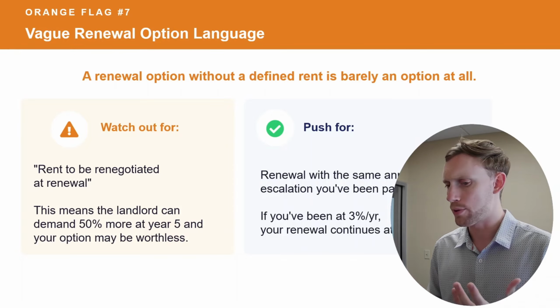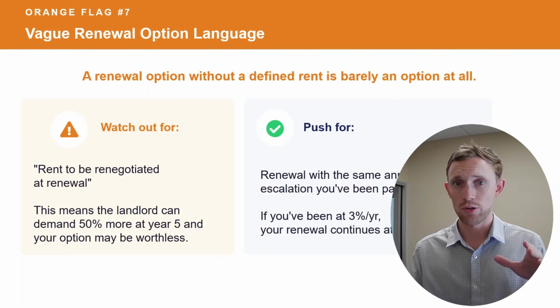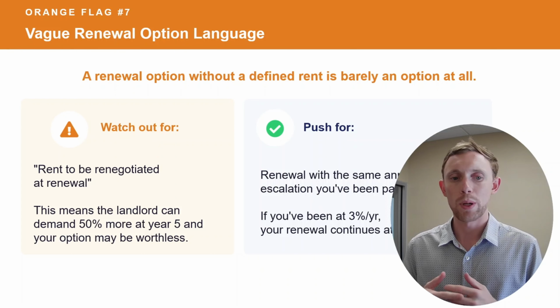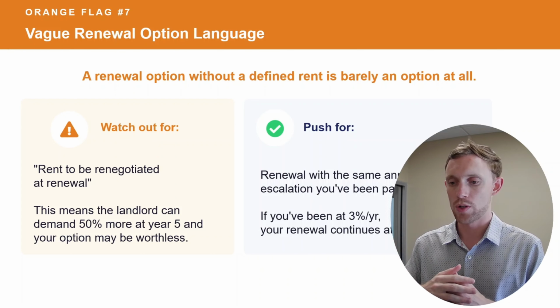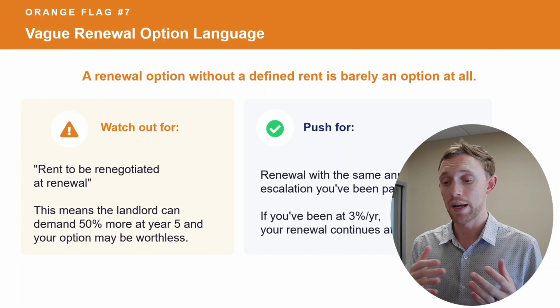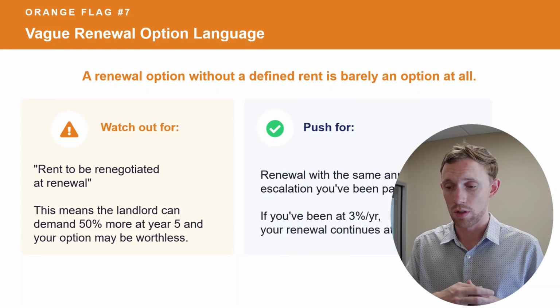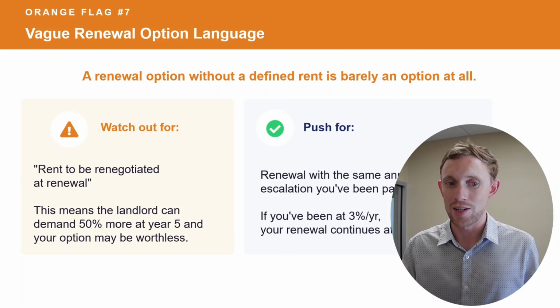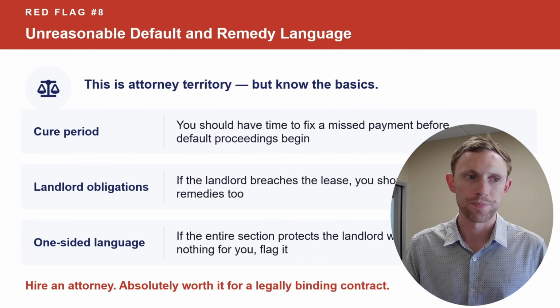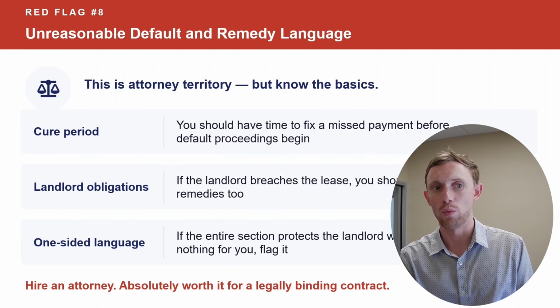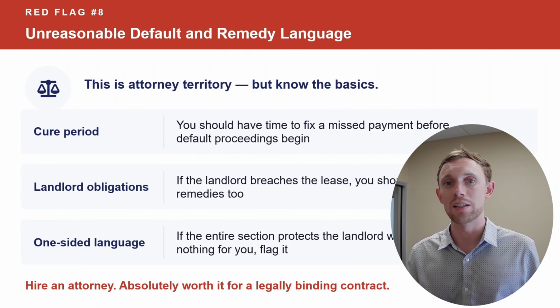And so if you have a renewal option, make sure it's very clear that all the terms stay the same, including the rent, if at all possible. And of course, it will probably increase, but you want to push for the same increases you've been having. So if you've been having 3% escalations each year, try to get that same language in there. If you have a renewal option and it says to be renegotiated, that's essentially not a renewal option. So watch for that.